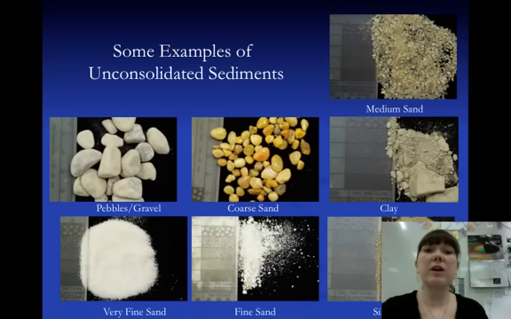So here are some examples of unconsolidated sediment. Unconsolidated means that the individual particles are not bound together. So we see some medium sand grains over here, there's some larger pebbles and gravel and coarse sand, and then our finest here would be the silt over here in the right-hand corner.